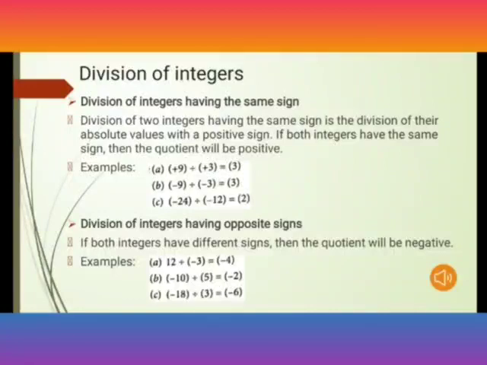Dear students, you can easily remember that in division of integers, if integers have the same sign, the quotient is always positive. If integers have opposite signs, the quotient will be negative.